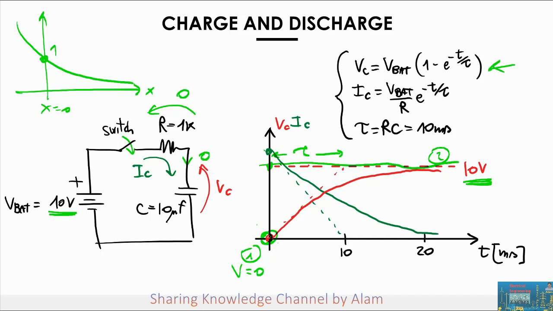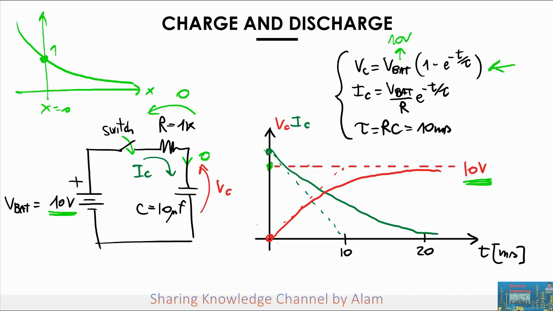So now, if we look at the equation, what we can see is that we have a constant term at first. The constant term is equal to V bar. So this one is 10 volts. And then, instead of being multiplied by an exponential, we have 1 minus an exponential. So that is always one of the two cases that you can encounter.